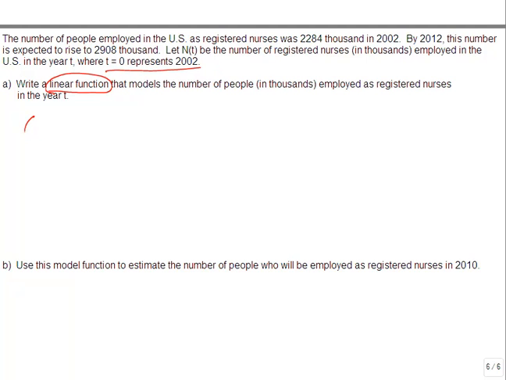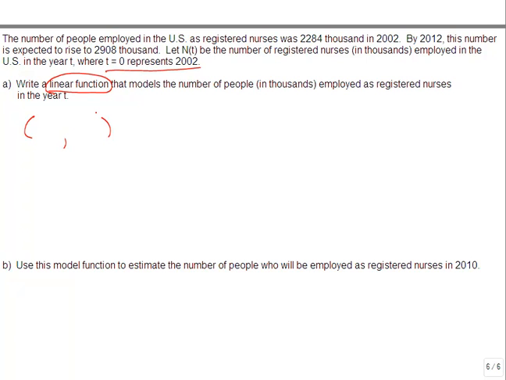So the first ordered pair that I'm going to use is the first set of data that they tell me, 2,284,000 in the year 2002. Now, what should I put first? Should I put the year first, or should I put the number of nurses first?